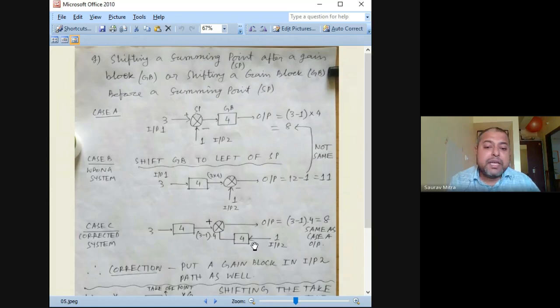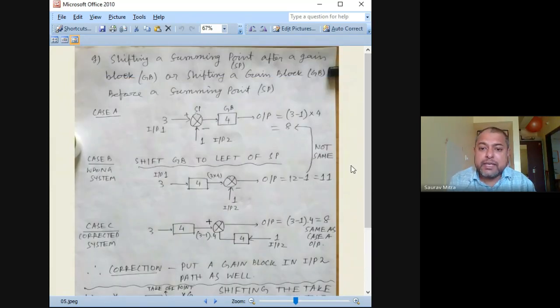So what I have to do is put another gain block of 4 here, because 1 into 4 was the output that was coming at the output. Since I have taken this 4 before this SP, now this 4 becomes exclusive for this input 2. Now this input 1 also requires another gain of 4, so one block of gain 4 I have to insert here. So this is the correction.